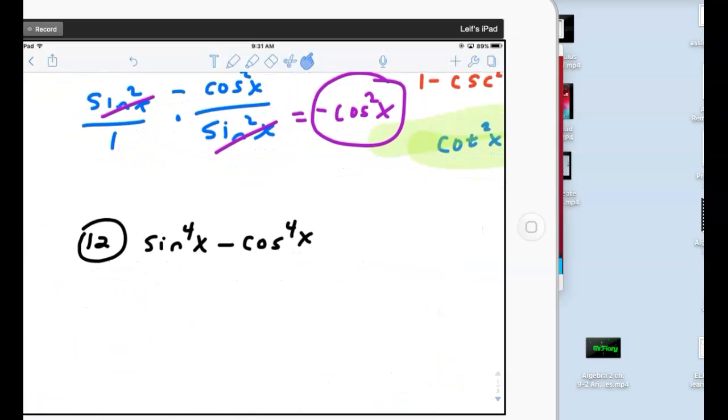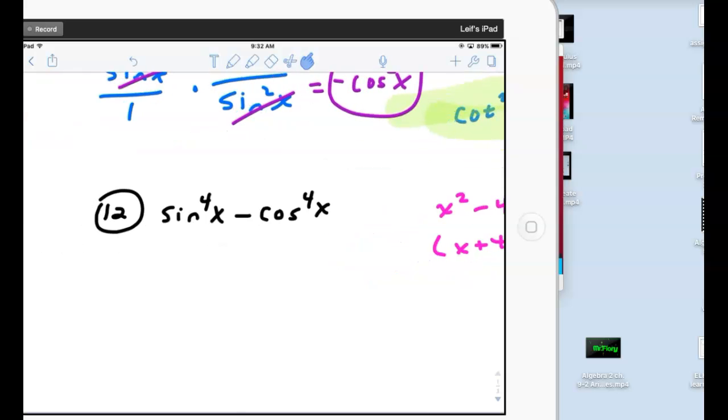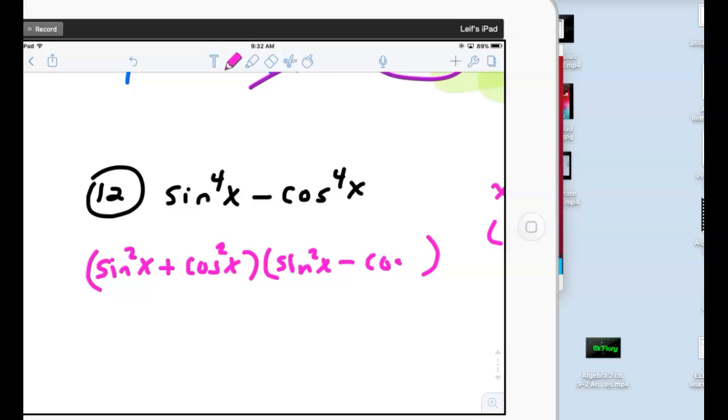Number 12, this is a good one. So, there was a time where I gave you something like x squared minus 4, and I asked you to factor that, and you'd go x plus 4, x minus 4, right? This one's the same idea. It's a difference of two squares. However, it's got cosines and sines in it, which means perfect square. One's a plus, one's a minus. And so I got sine squared of x plus cosine squared of x. This one's sine squared of x minus cosine squared of x.